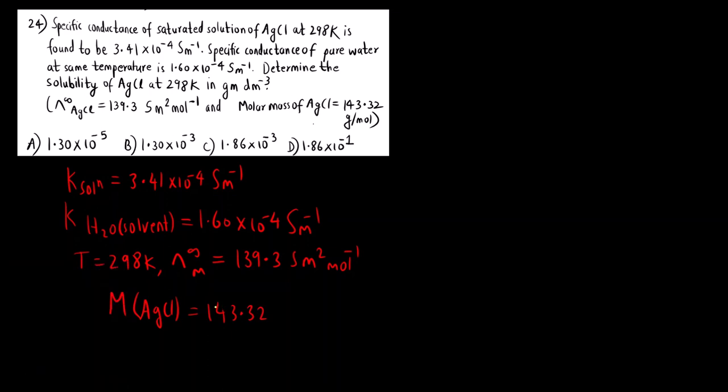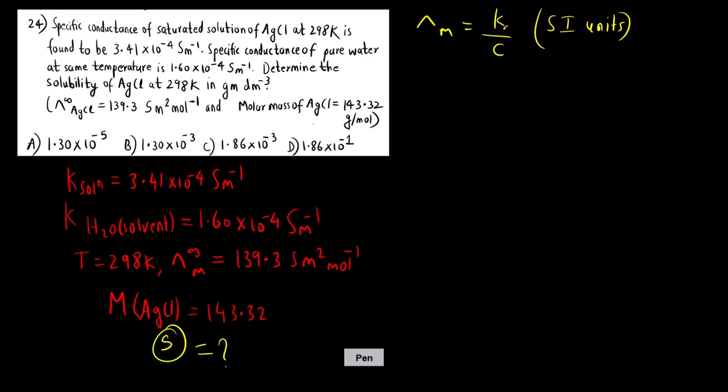Which formula are we going to use? What do we have to find out? We have to find out the solubility. S is missing. So let us first write down the normal formula. Lambda m, molar conductance, is equal to K by C, where all these are in SI units. K is the specific conductance. And here K is of the solute.